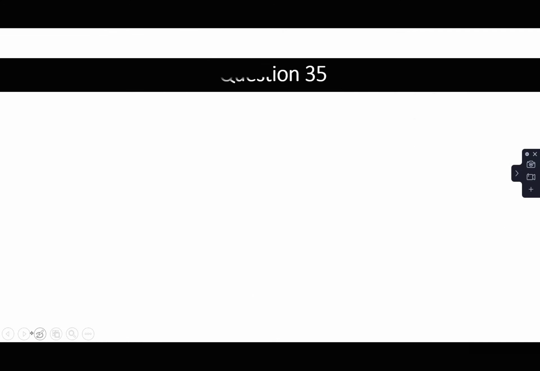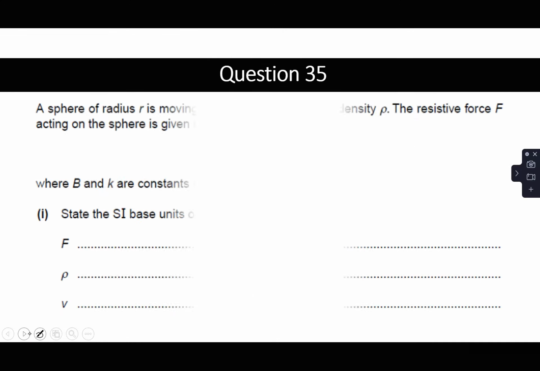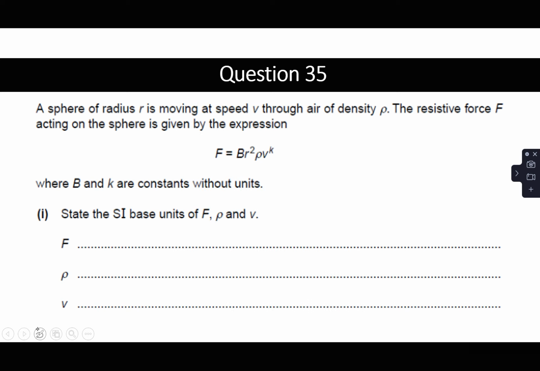Next is question number 35. It's almost the last. State the SI base units of F, rho, and V.